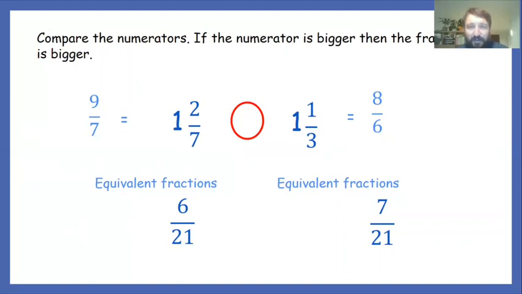We have 1 and 2 sevenths and 1 and 1/3 there. What we're going to need to do is compare the ones. That's quite clear, so they're of equal measure. So we're going to need to look at our fractions.